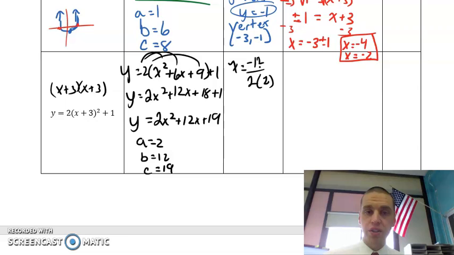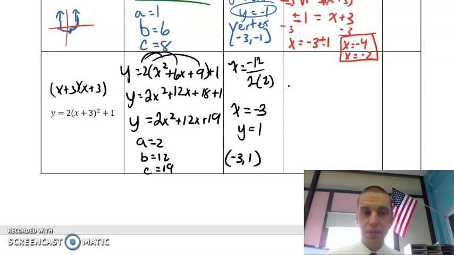2 times 2 is 4, so negative 12 over 4 is x equals negative 3. Notice that when you plug in negative 3, you get 0, so this entire part of the equation becomes 0. 0 plus 1 is 1, so y equals 1. And I now know my vertex is (-3, 1).